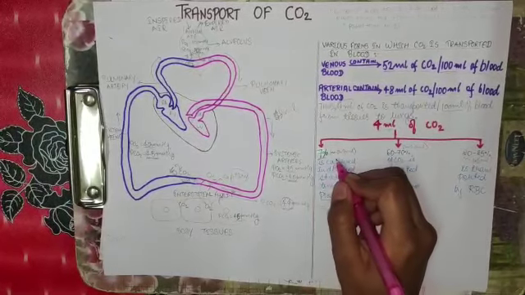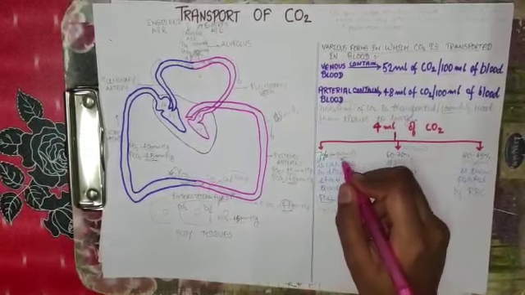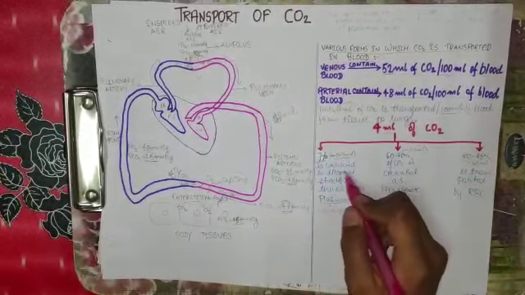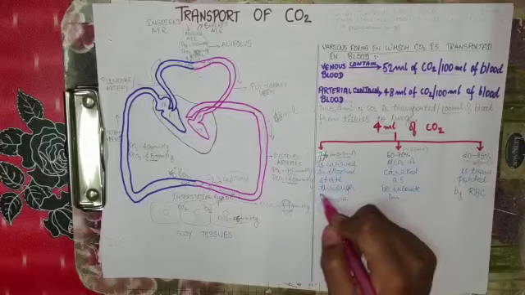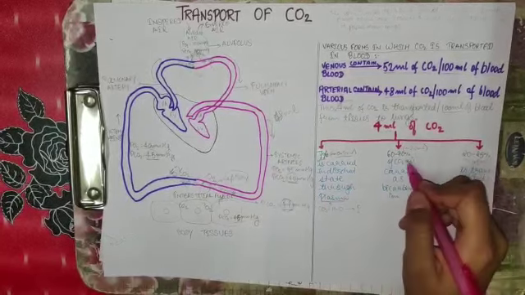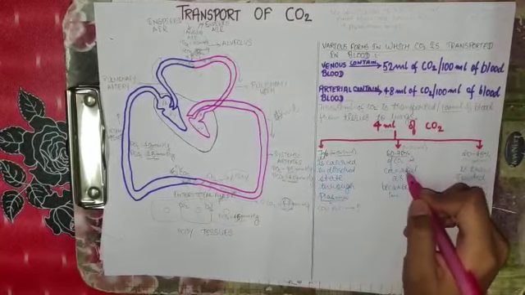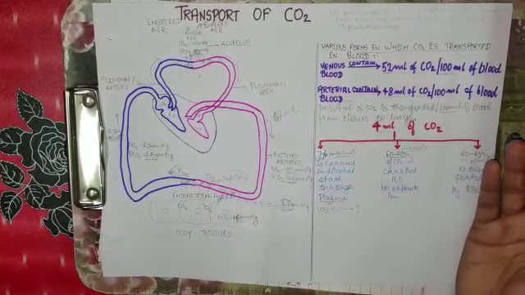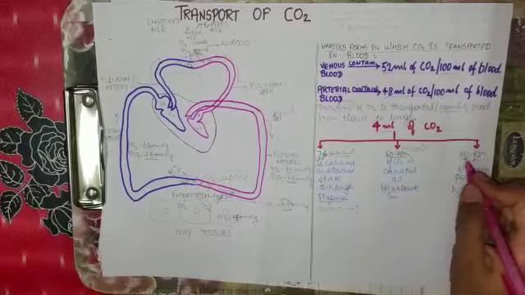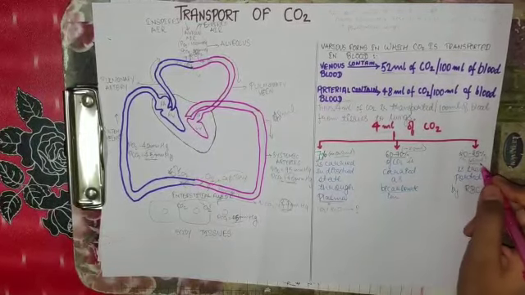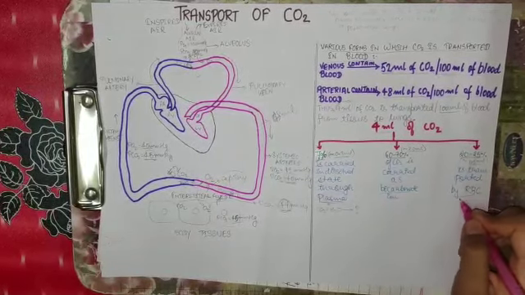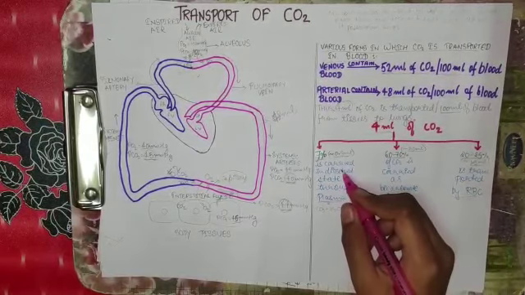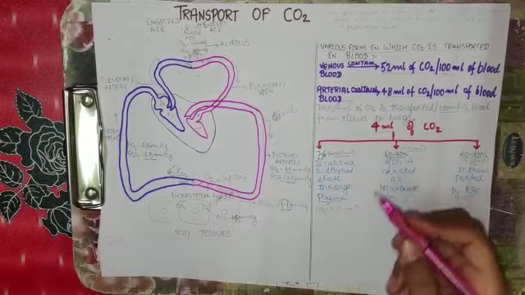First, approx 7%, that is, from 4 ml you can take approx 0.3 ml, is carried in dissolved state through plasma. Approx 60 to 70% is carried as bicarbonate ion, that is approx 2.2 ml, and the remaining 20 to 25%, that is approx 1.5 ml, is transported by RBC. First of all, now I will explain how this 7% works.